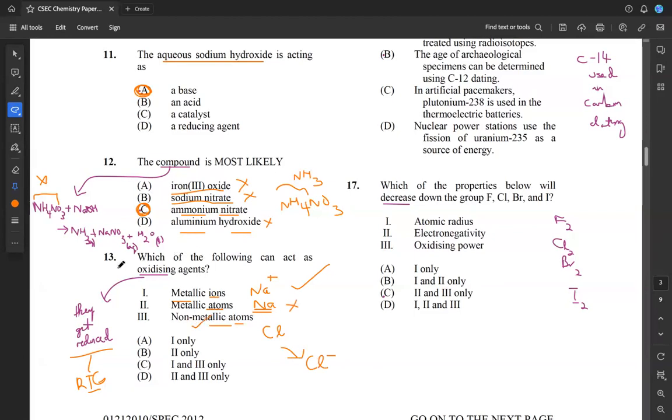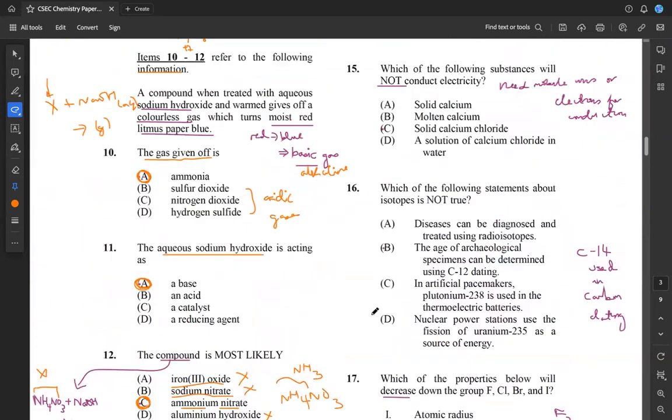So our answers for 13 will be 1 and 3, so that will be C. Metallic atoms cannot act as good oxidizing agents because they naturally want to lose electrons and not gain them, so they're not going to be reduced readily. So our answer for 13 is C, and we are moving right along to 14.